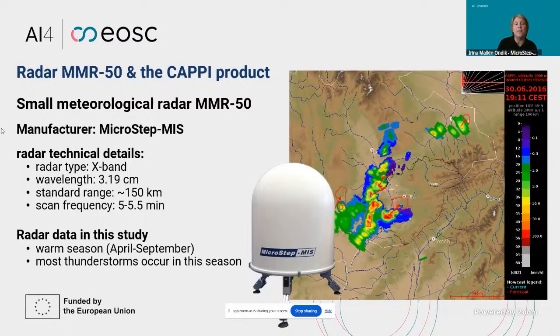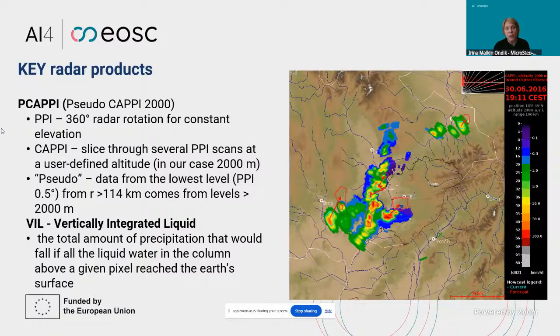In this study, we have focused only on the warm season, which means data from April to September, because in the area of the study, most thunderstorms occur within this warm season. The key radar products we will be talking about are PCAPPI, which is pseudo-CAPPI 2000. PPI means we take radar data for constant elevation. For radar rotation, it's at 360 degrees. The radar spins and collects the data.